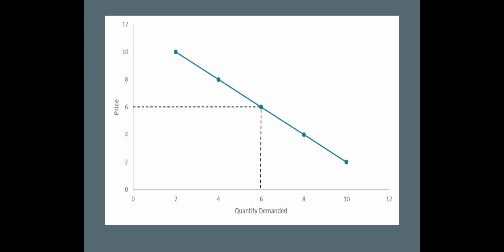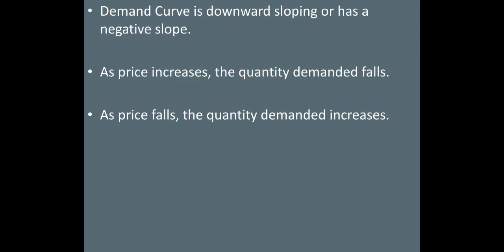So we can see that when the price of the commodity is 10, Rachel was demanding 2 units. When the price fell down to 8, she was demanding 4. When it went down to further 6 units, she went on to demand 6, and so on. So we can conclude that demand curve is a downward sloping or has a negative slope. As price increases, the quantity demanded falls. As price falls, the quantity demanded increases.